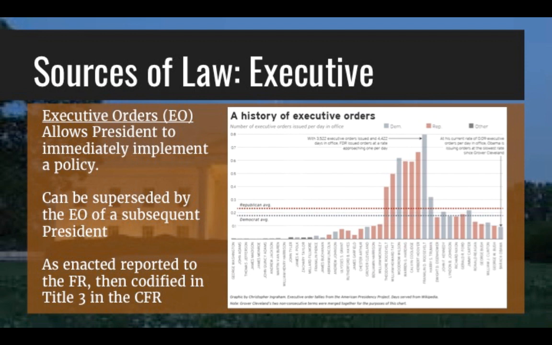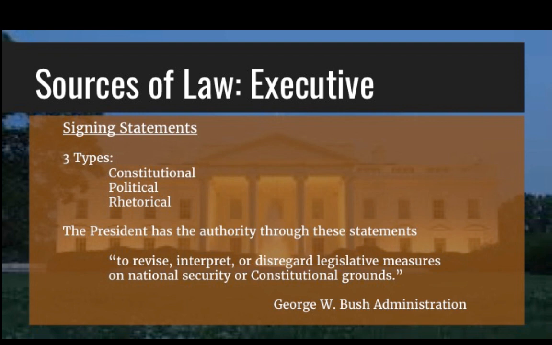Immediately after the enactment of an executive order, it is published in the Federal Register. Executive orders are codified in Title III of the Code of Federal Regulations. The bar graph shows the history of executive orders expressed as the number of executive orders issued per day in office. Signing statements are a way of diluting or changing statutes instead of imposing a veto outright.